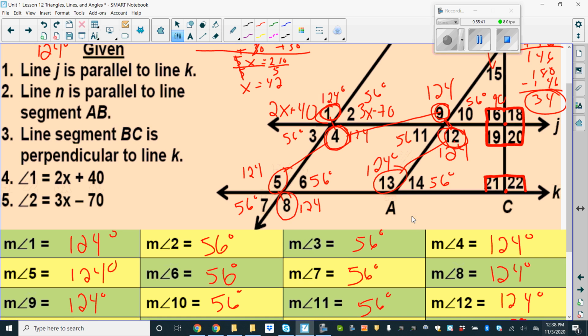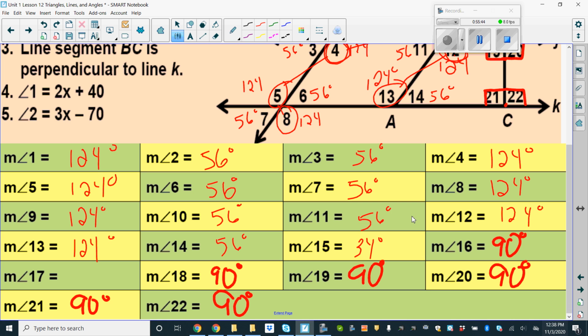And 17 is not in the picture, so it will stay blank. It's missing. And then the other ones were our 90-degree angles. And that is it for this lesson.